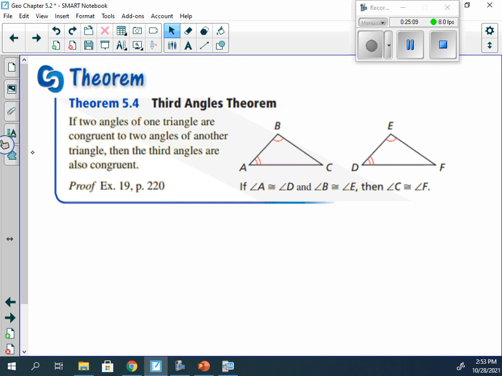The main last theorem that we're looking at is the third angle theorem. If two angles in one triangle are congruent to two angles in another, then their third angles are congruent also.